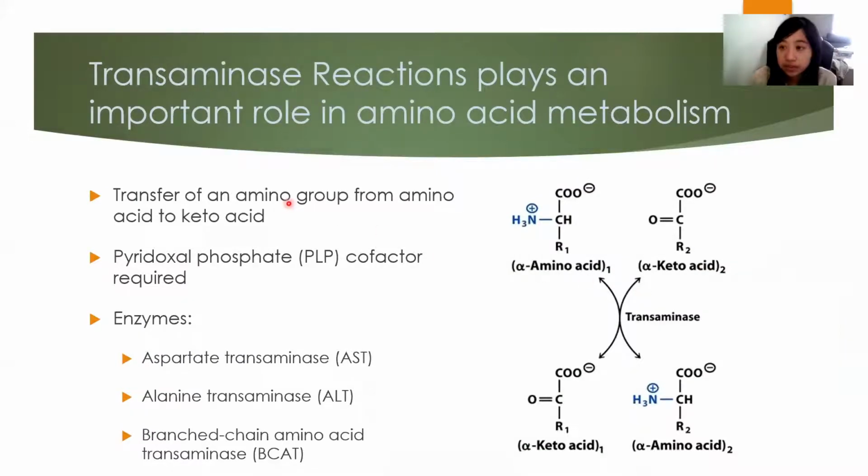Before we go over those pathways, I'm going to go over the transaminase reaction, which is a very important reaction in amino acid metabolism. This transaminase reaction transfers an amine group from an amino acid to a keto acid in order to produce a different keto acid and a different amino acid. This transaminase reaction requires a PLP cofactor in order to occur. We will go over the mechanism of this in further detail a bit later.